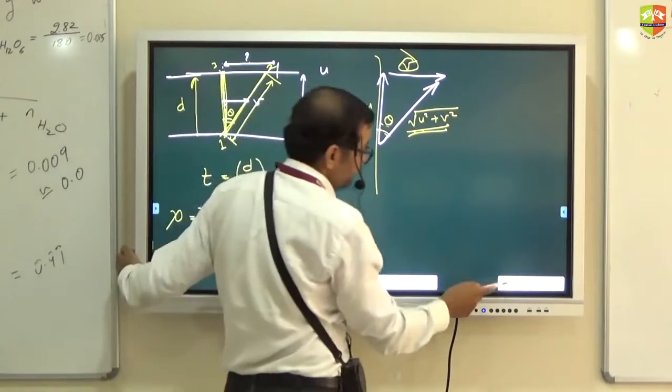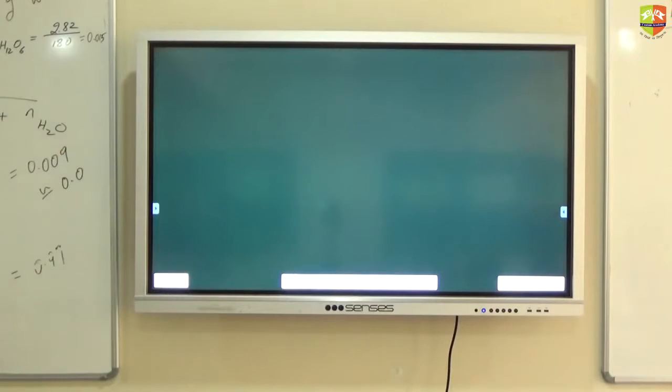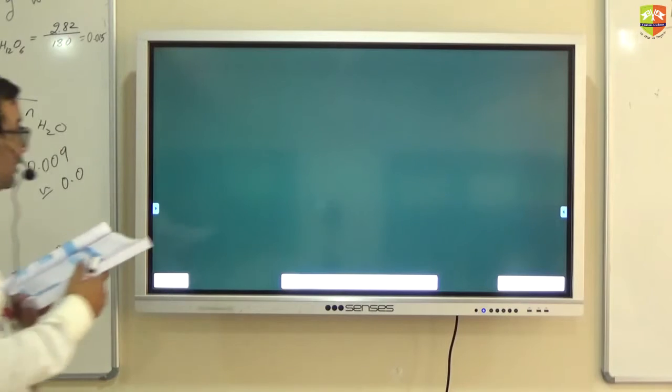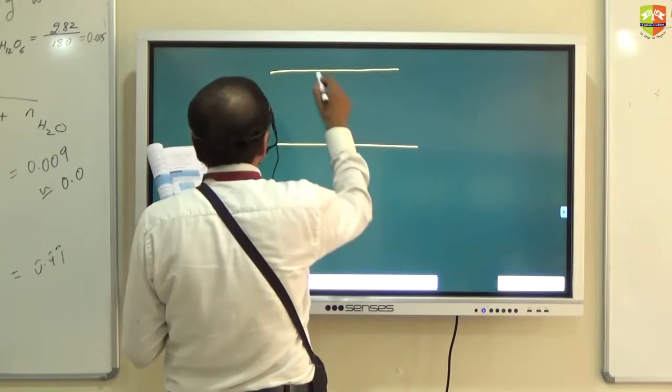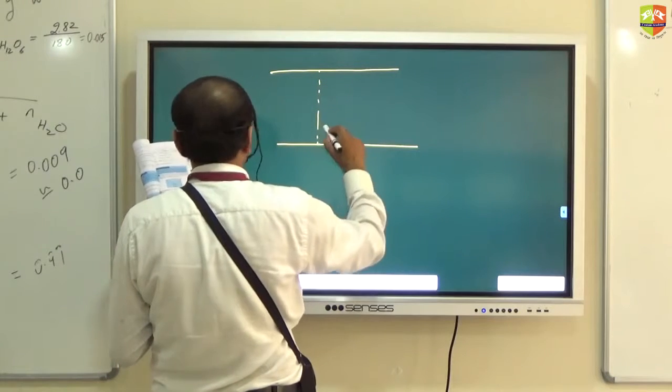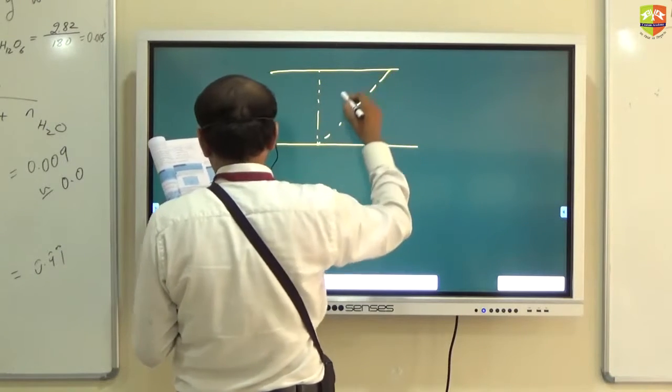One more question on this. Try to get it right now, all of you. Here is the question. This question comes with a diagram. So first draw the diagram. Draw this.